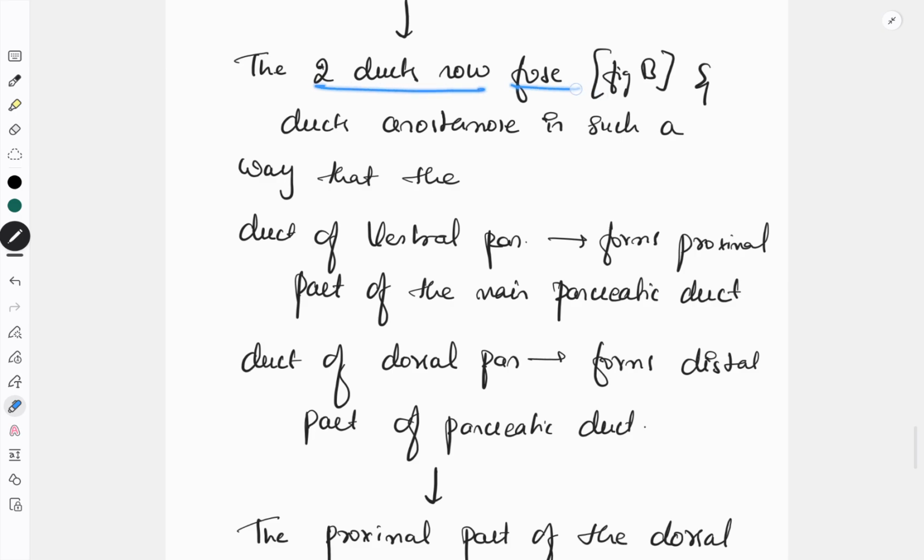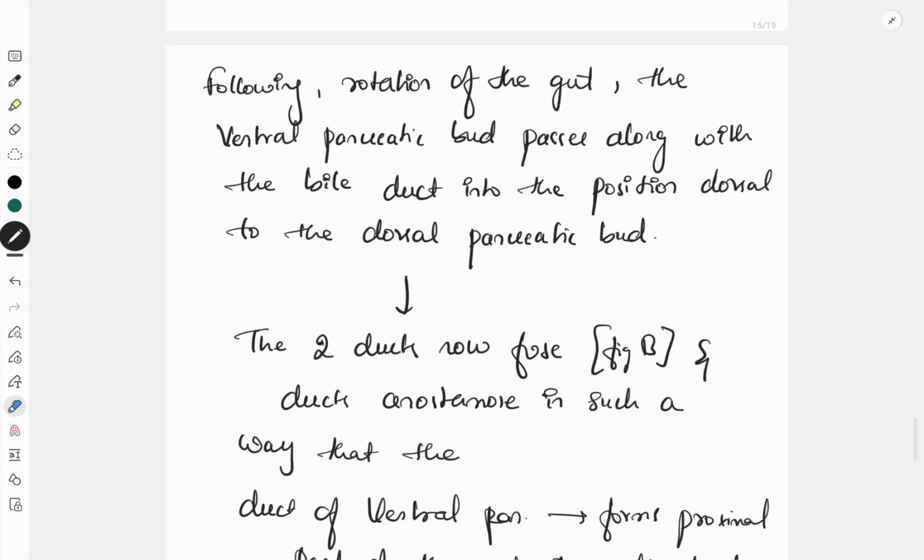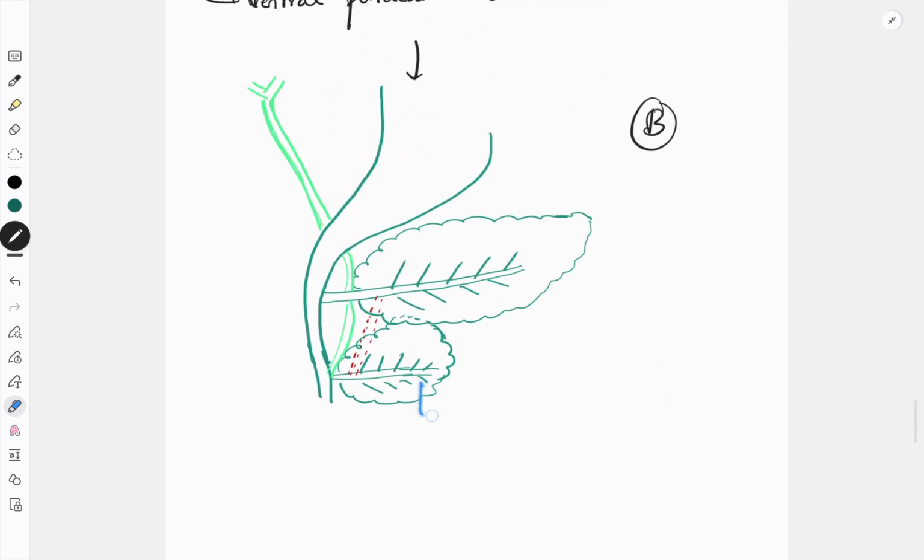So these two ducts now fuse and the ducts anastomose in such a way that the duct of the ventral pancreatic bud will form the proximal part of the main pancreatic duct, and the duct of the dorsal pancreatic bud will form the distal part of the pancreatic duct. You can look at it here: this is the ventral pancreatic bud, right? From here they are telling the ventral pancreatic bud will form the proximal part of the duct. Yes, this is the proximal part, so it will form the proximal part when it joins, and this will form the distal part of the duct.